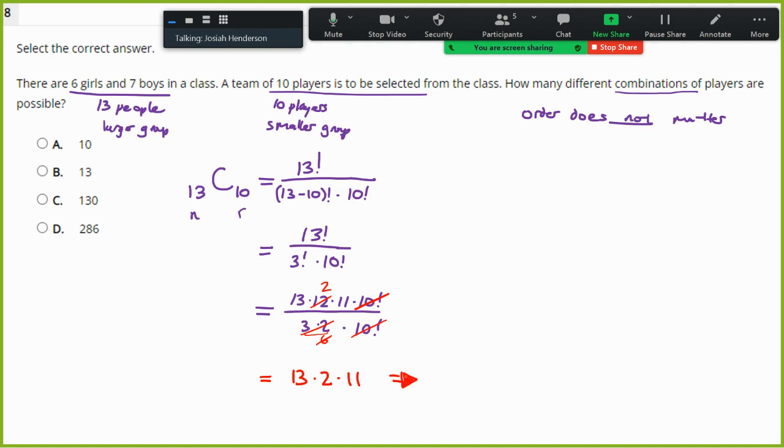So this is telling us how many different arrangements we can make, picking 10 people randomly from that total larger group of 13, where order doesn't matter. 13 times 2 times 11 is 286. So 286 ways to pick 10 people from 13.